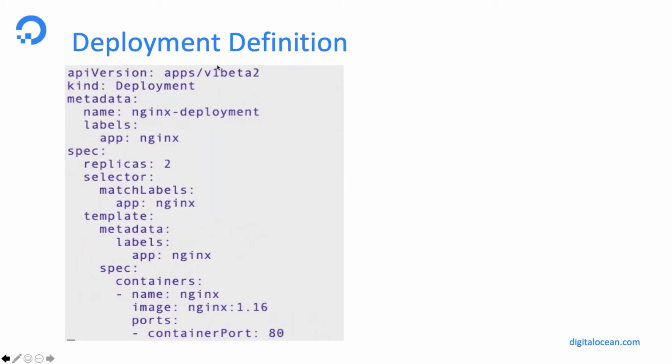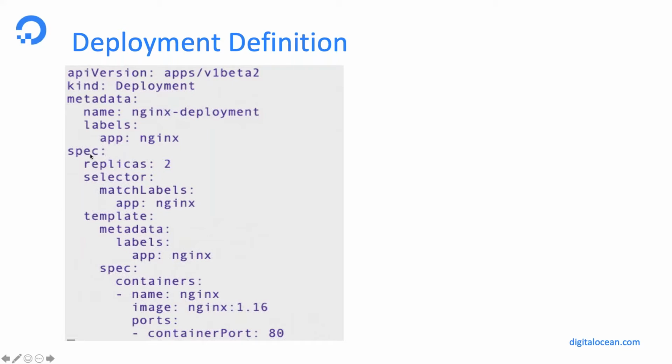This is the version in which the deployment was introduced in Kubernetes. You can't remember this, so obviously you will have to refer in which version the deployment was introduced. The kind is deployment. There is metadata about the deployment. I have named the deployment Nginx deployment. I have labeled it as app Nginx. And why are labels used? Because we have to make sure that deployment is pointing to the correct replica set, which is pointing to the correct pod, and they use these labels and selectors.